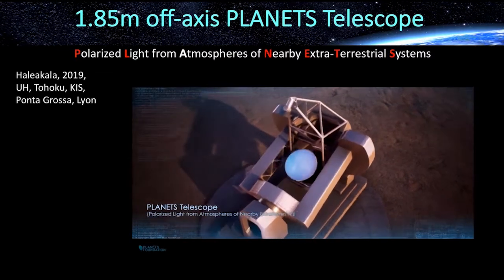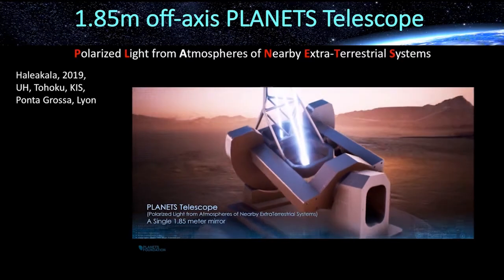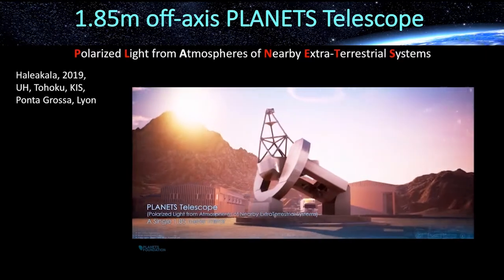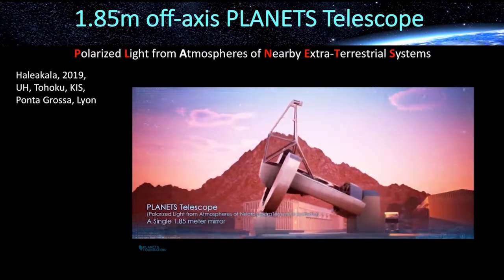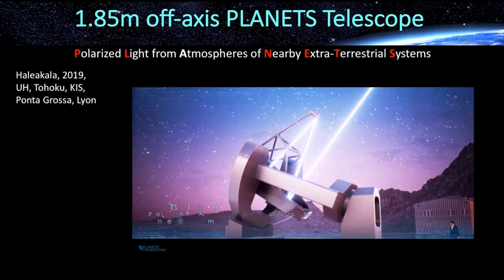One of the first telescopes, which is now under construction in our setup, is the so-called PLANETS telescope, from the abbreviation Polarized Light from the Atmospheres of Nearby Extraterrestrial Systems. This is a 1.85 meter telescope as a pathfinder to larger telescopes which are extremely photometrically stable.